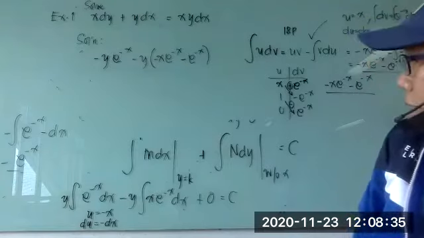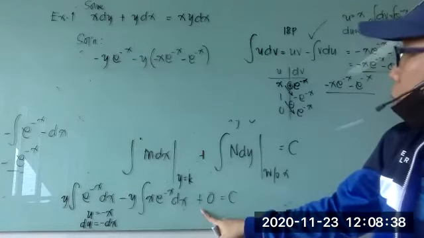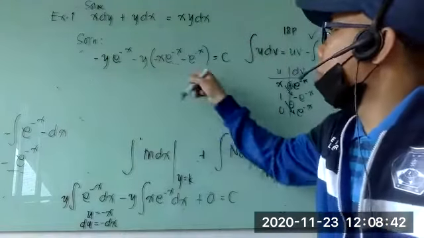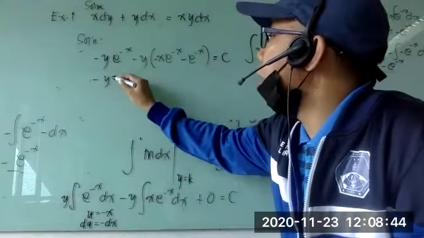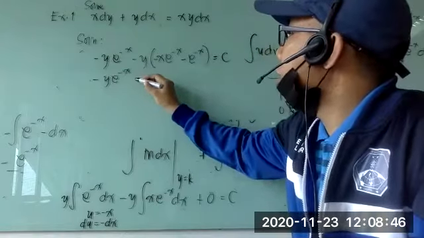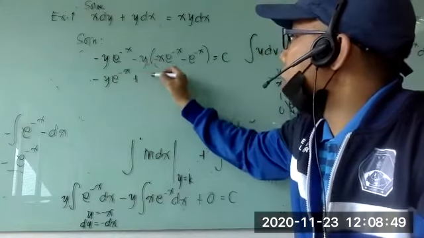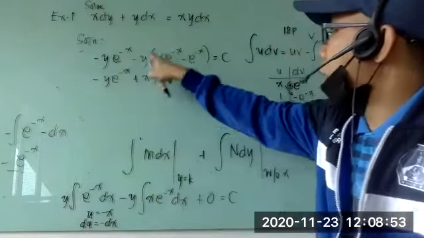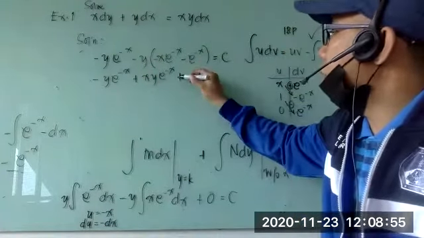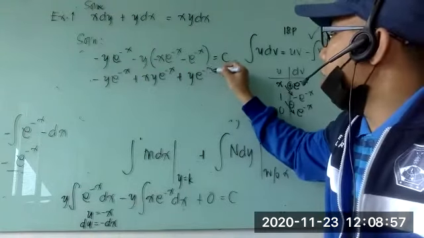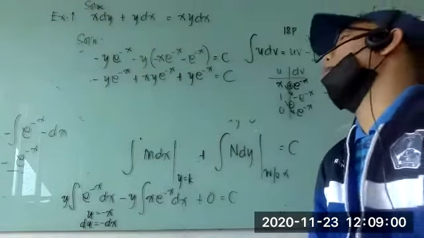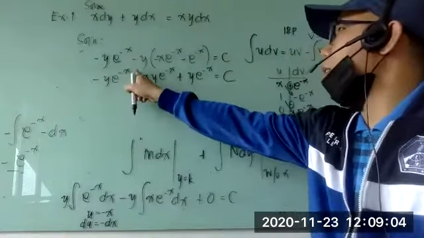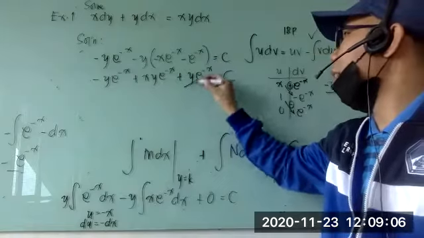Now, for the last term, there's nothing left, right? So we just have equal to c. We distribute this one, so we have minus y e raised to negative x, minus minus, so you have plus x y e raised to negative x, minus times minus, so you have positive y e raised to negative x equal to c. There are similar terms: minus y e raised to negative x plus y e raised to negative x. We can cancel this one.